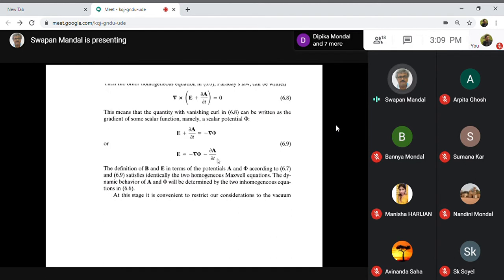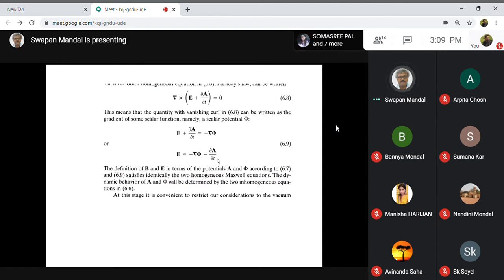I have started with two of Maxwell's equations, the two homogeneous Maxwell's equations. The two homogeneous equations finally give me B equal to curl of A, and the other one is E equal to minus gradient of phi minus del A del T.